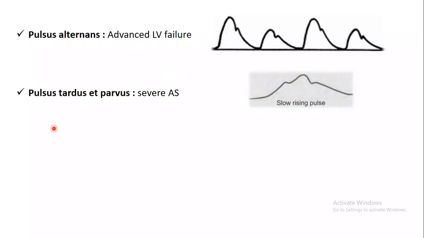Second pulse character that's seen in patients with severe aortic stenosis is slow rising small volume pulse. This is actually caused due to obstruction of the flow of blood outside the heart. This is caused by a valvular lesion at the gate of the heart, which is the aorta. So this is seen in patients with severe aortic stenosis, called the pulsus tardus parvus.